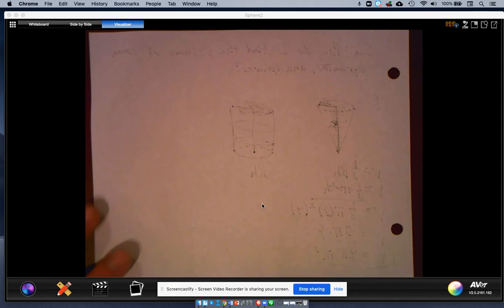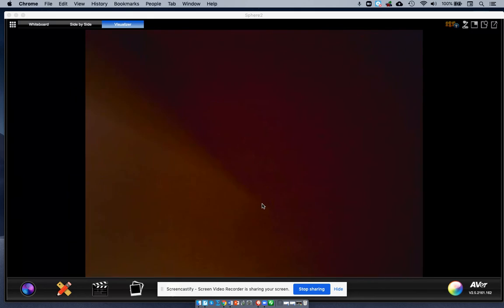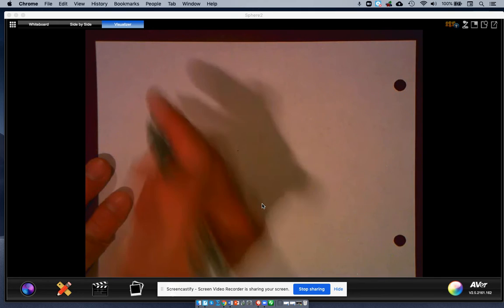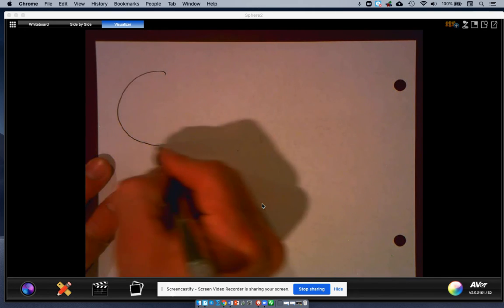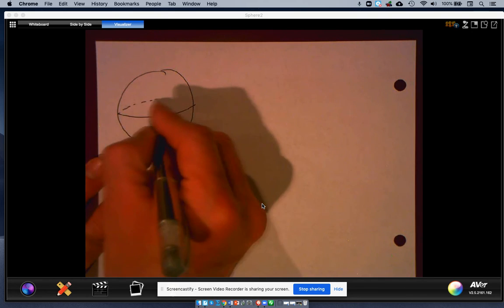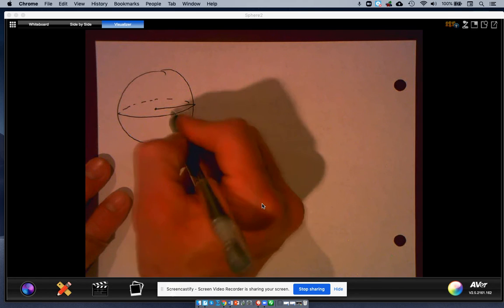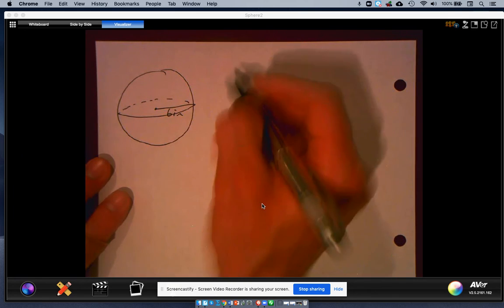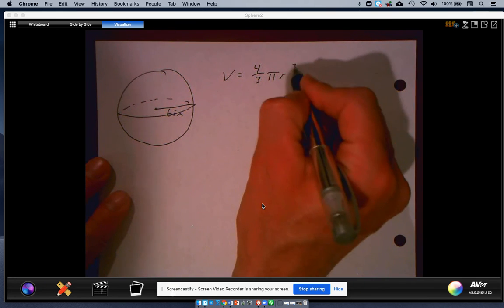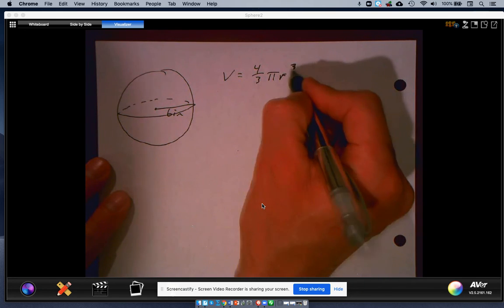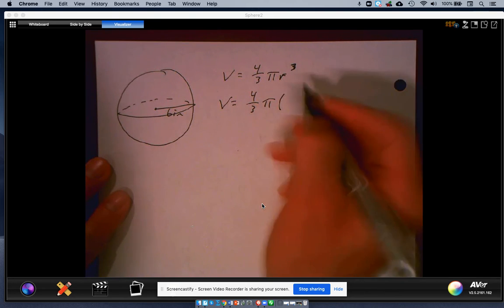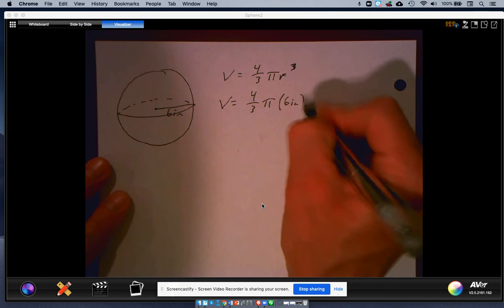Let's do one more today. So let me move to a sheet of paper that's not as messed up. Let's do a sphere last. For a sphere, there's a good way to show you how I come up with a formula, but it takes a long time. So I'm just going to give you the formula. Let's say I have a ball. Let's call it a basketball, 6 inches in diameter. And the formula for volume is 4/3 pi r cubed. Volume equals 4/3 pi radius, which is 6 inches, cubed.